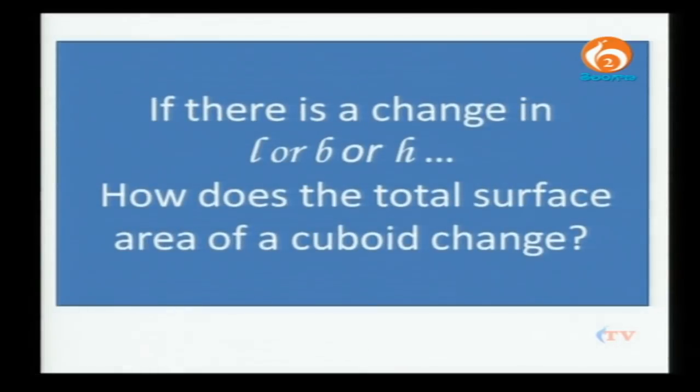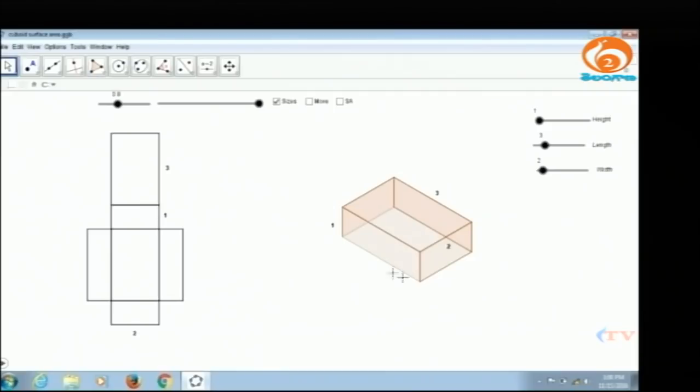If there is a change in L or B or H, how does the total surface area of a cuboid change? Now, students, look at this cuboid. It has length, breadth and height. Our main question is, if there is a change in L, how will the shape change? If B changes, how will the shape change? What will be the change in the shape if the height is changed? Now, let us look at this animation.